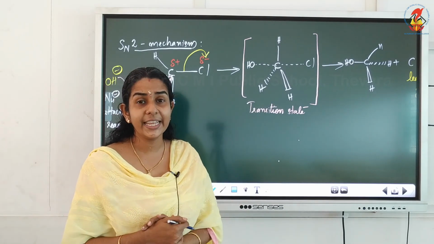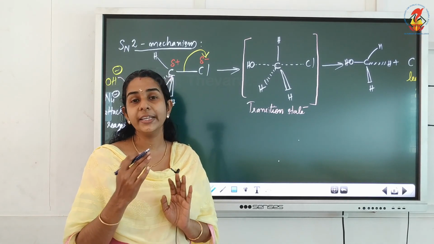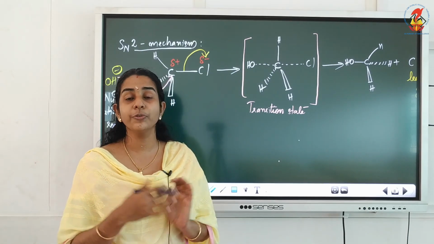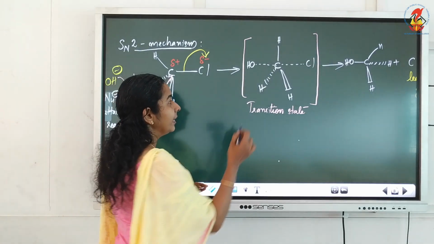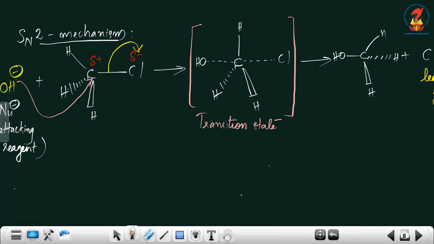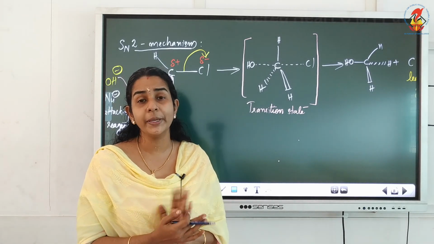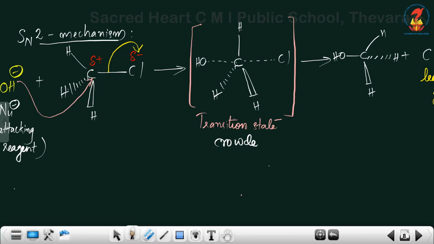So what we can see in the transition state, usually carbon has valency 4. So carbon can form only 4 bonds. Carbon can be surrounded by 4 atoms or 4 groups of atoms. But here if you look at the transition state, the carbon is simultaneously bonded to 5 atoms: 1 hydrogen, 1 OH, another hydrogen, another chlorine. So what we can say is that here in the SN2 mechanism, the transition state is highly crowded. So it is highly unstable.